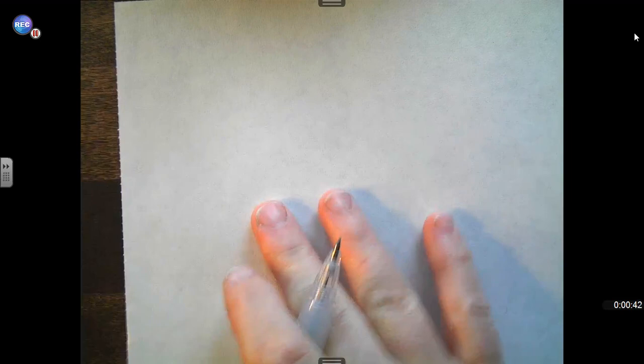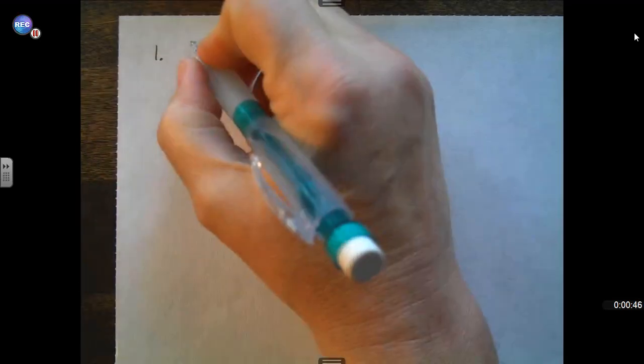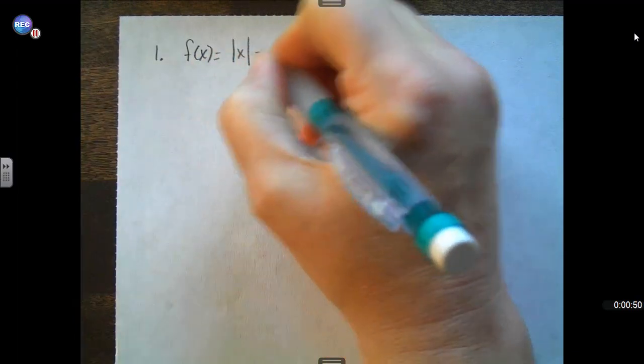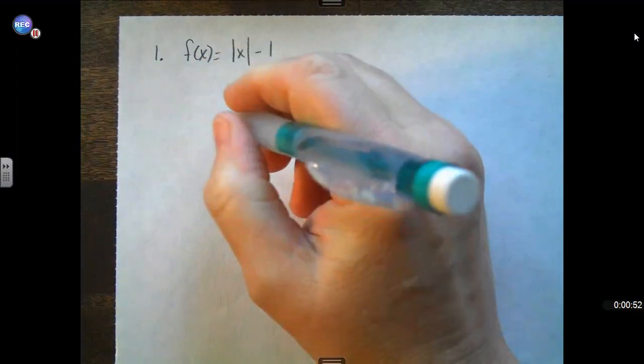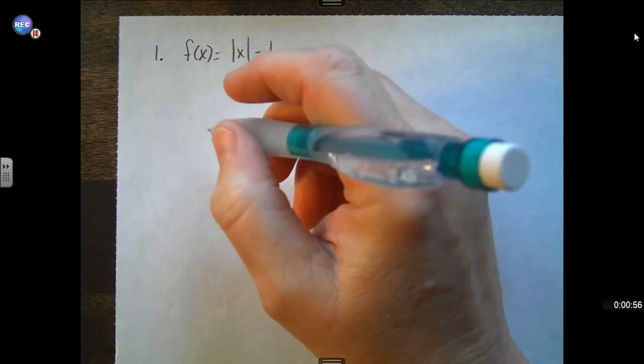This is the review worksheet for pre-calculus for chapter 4. Number 1: paper organized here. We have f of x equals the absolute value of x minus 1. And we are supposed to give the domain and range and zeros of the following function.